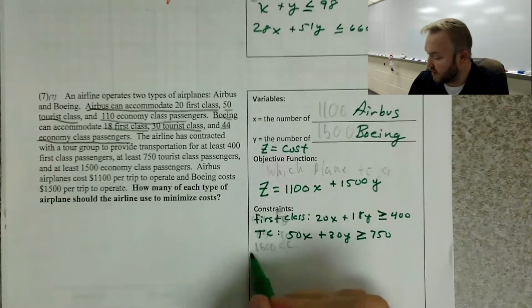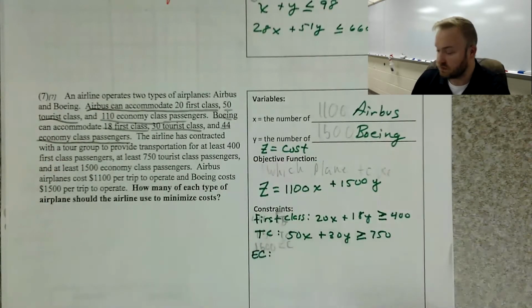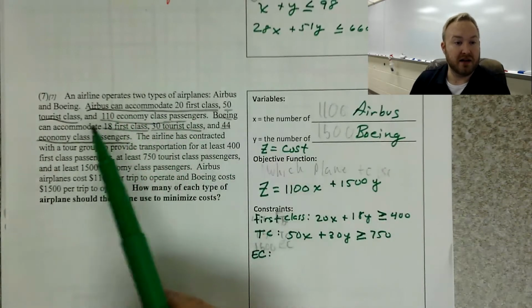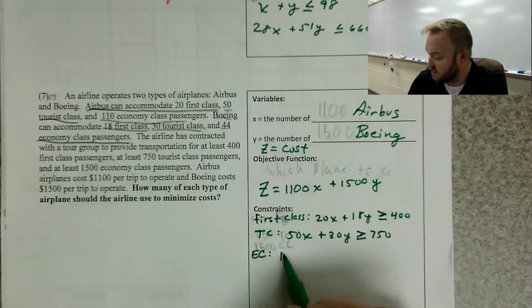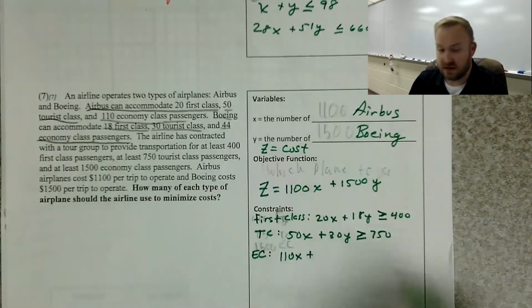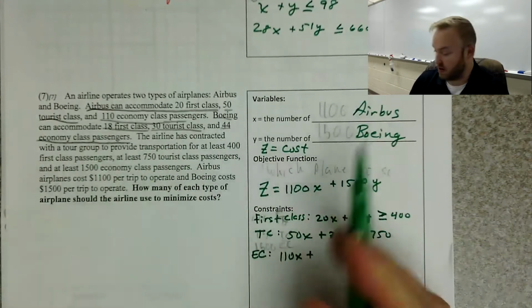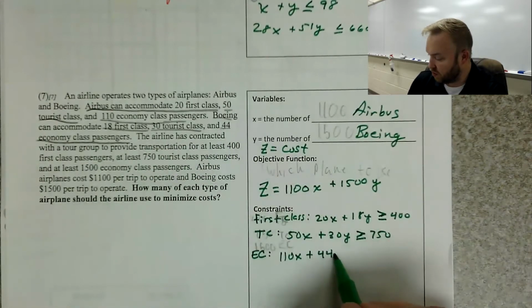Okay, finally, let's do economy class. For economy class, Airbus can do 110, so that'll be 110x plus Boeing can do 44 economy class, so 44y.